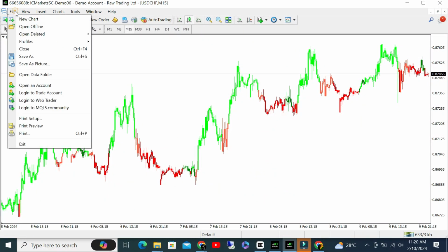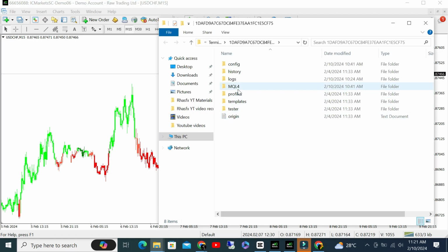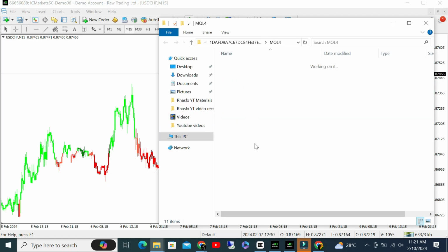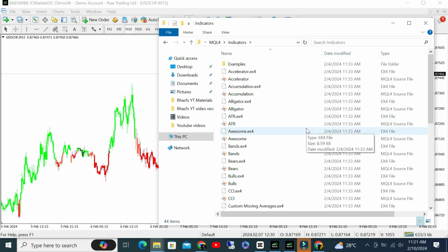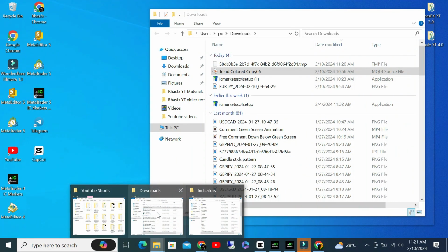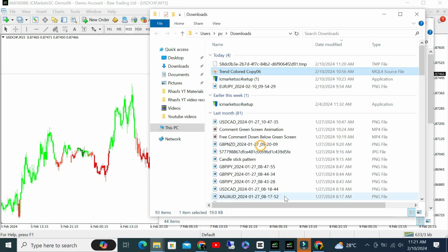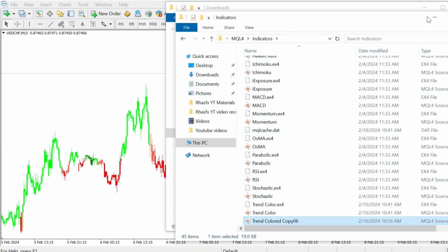Once launched, go to File. Open Data folder. Then click on the folder that says MQL4, and now look for the Indicators folder. Open it and then copy and paste the trend color indicator in said folder. Once that is done, close the folder and relaunch your MetaTrader.